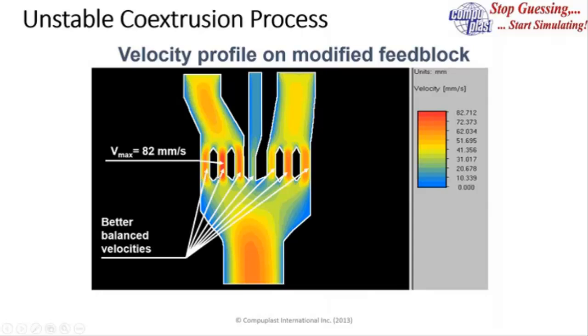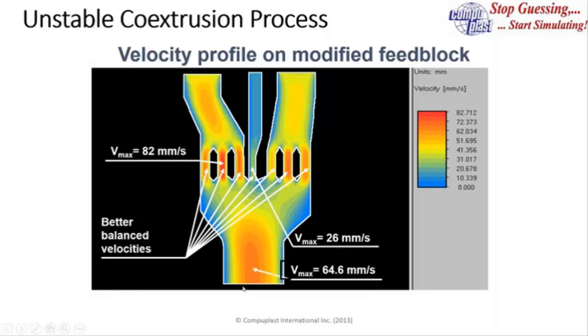So first of all, you can see we balanced out all the other regions, made the lamella more even. So the maximum velocity now here was about 82 millimeters per second. But the middle layer was increased to 26 millimeters per second. Remember, it was 14, so it's approximately doubled.